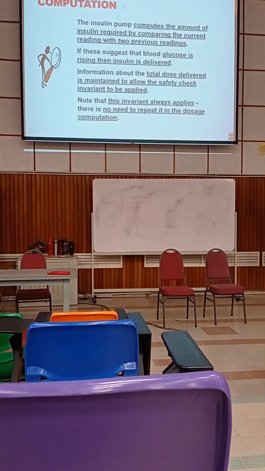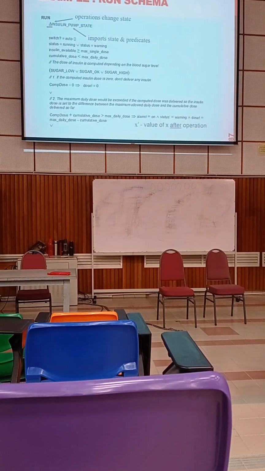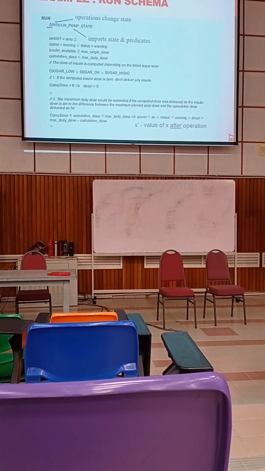Okay, the dosage computation. So now comes all the calculation and operation. This is one operation. What is the run schema? Who can explain to me? This is the operation. First, you have the declaration. What is the name of the declaration schema? State schema. Then you have all the conditions which must always be true, like validation. That is known as what schema? Predicate. Good.